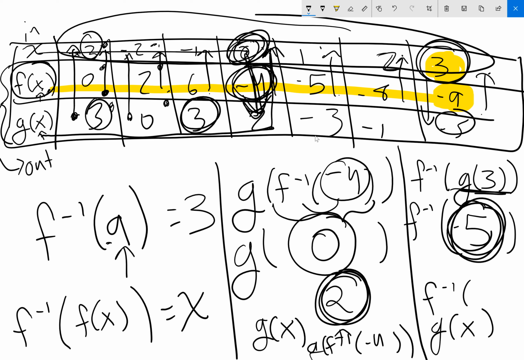Output is -5. I'm looking at the output of -5. I mean the output of f. What is the x? It's 1.